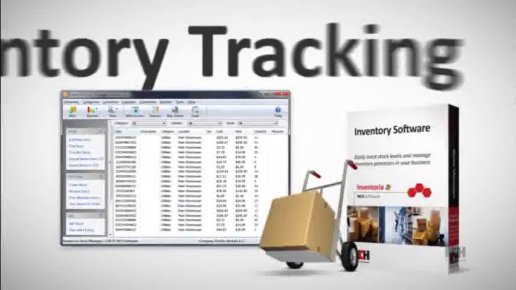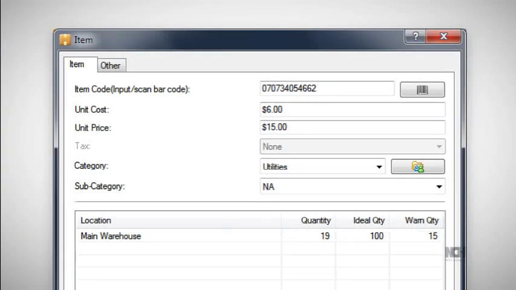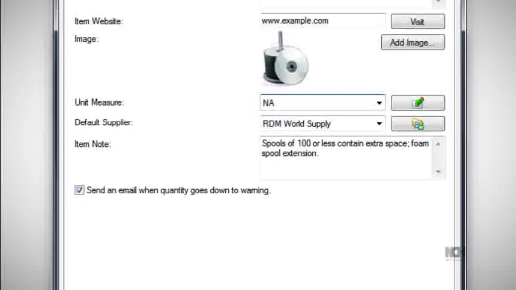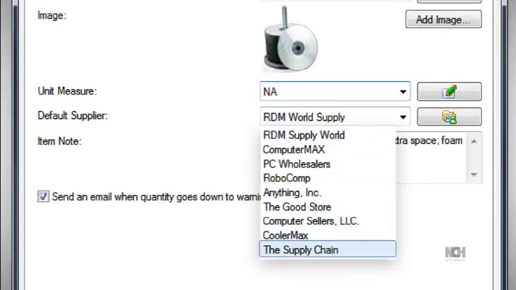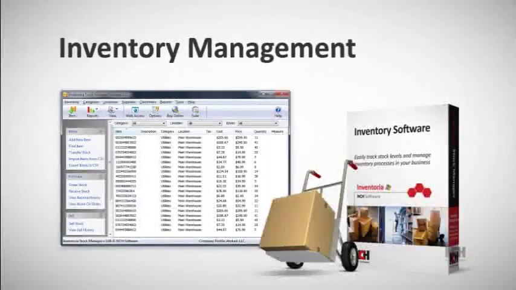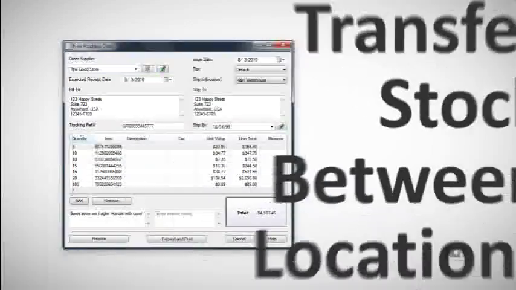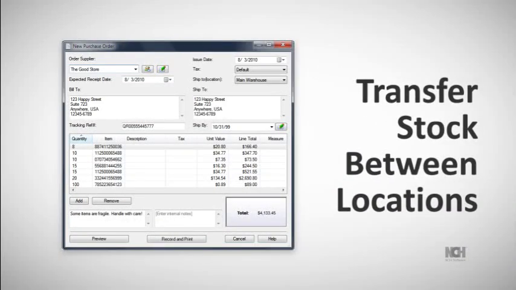For accurate inventory tracking, Inventoria stores an item's unit, cost, and price, detailed product descriptions and images, web address, and allows for tracking items across multiple business locations. Easily create purchase orders as needed, or set up recurring orders. Receive stock by purchase order or individually, and easily transfer stock between locations.